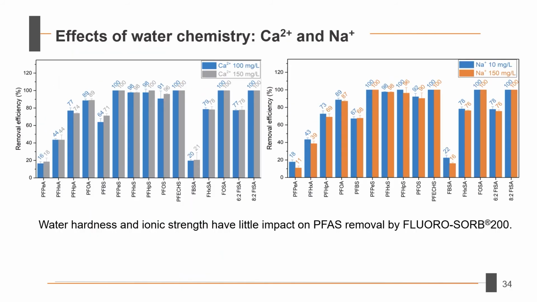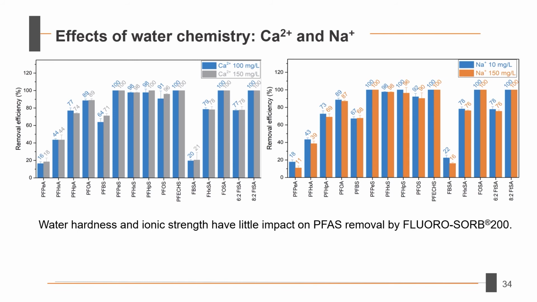In the end, we also tried to look at a little bit of water chemistry, but this is just starting. So we looked at adding a little more calcium or a little more sodium to see if there was any impact, because we were using groundwater, which itself has a lot of calcium to start with. So we raised calcium a little more to 100 to 150, and sodium up to 150 milligrams per liter. You're going to see the bars all even, so there's no impact at all. So the water hardness or ionic strength seems to have little impact on the removal by FLUORO-SORB 200.